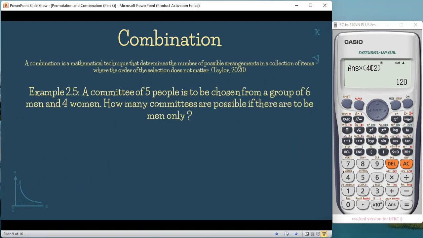So paano naman po kapag ang tinatanong, how many committees are possible if there are to be men only? Ibig sabihin po, sa committee po na merong 5 member, kailangan daw po natin na lahat yung 5 na yun is lalaki.